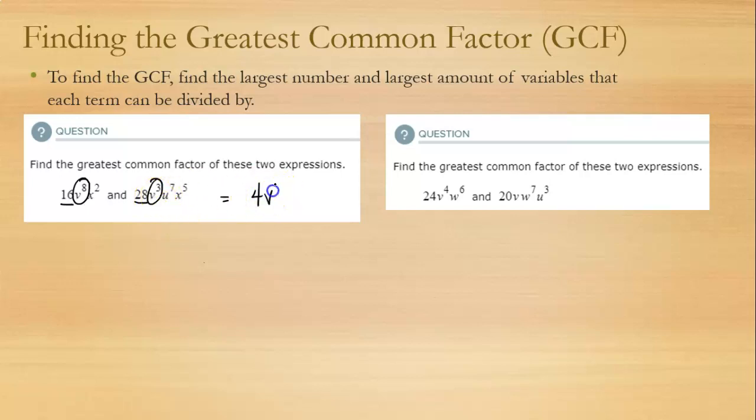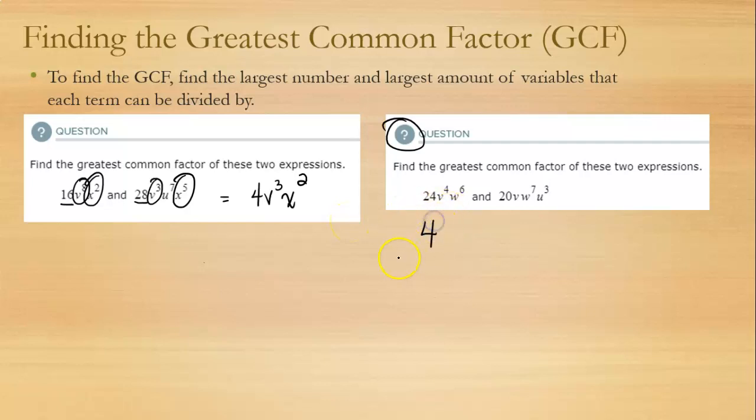I can only take 3, so it would be v to the third is the highest number I could take out of both. For the x's, the highest number I can take out of both is x squared, and there are no u's in this one, so that's not in common, so I just stop there. You pause the video and try this one on your own.